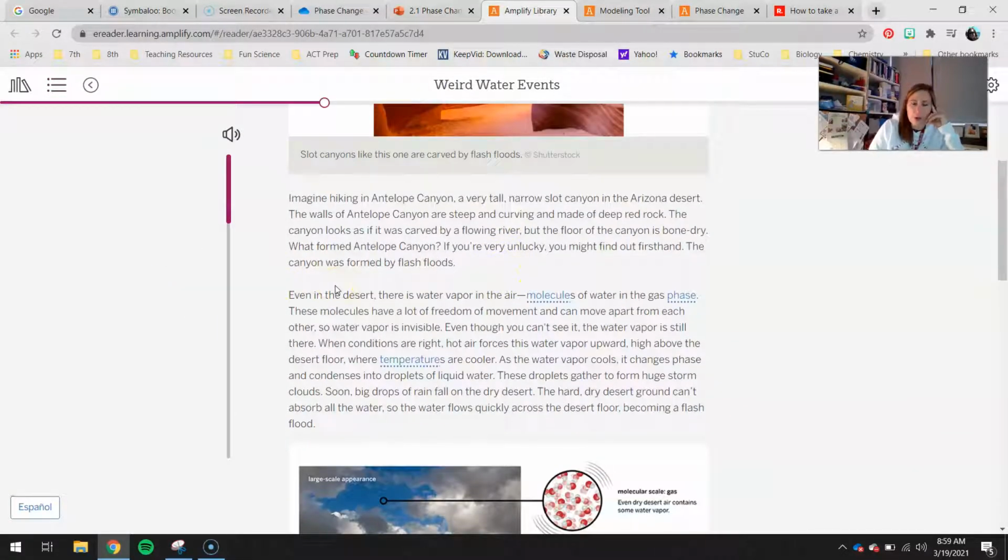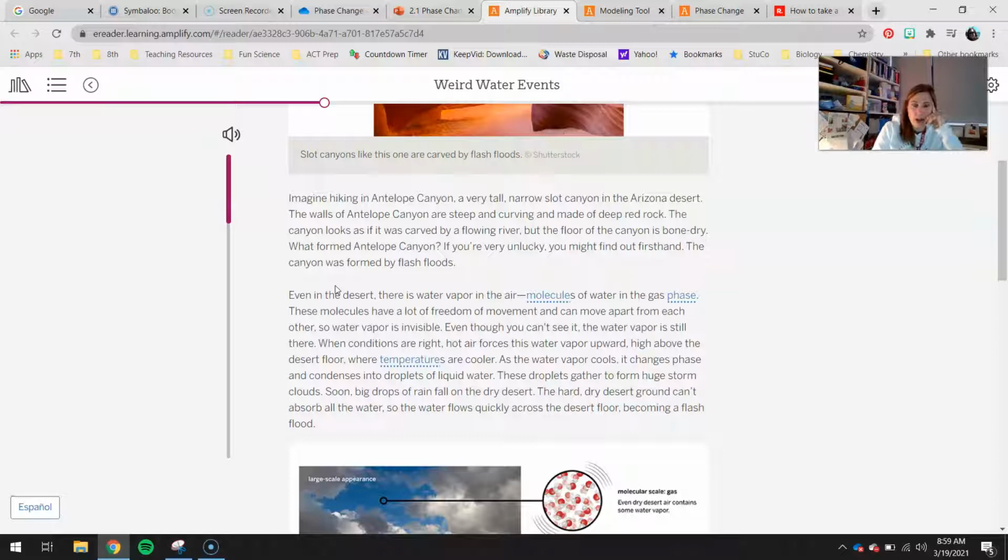Even in the desert, there is water vapor in the air. Molecules of water in the gas phase. These molecules have a lot of freedom of movement and can move apart from each other, so water vapor is invisible. Again, that's because they move away from each other. There's a lot of space in between molecules, and that's why we can't see air. Okay? Even though you can't see it, the water vapor is still there.